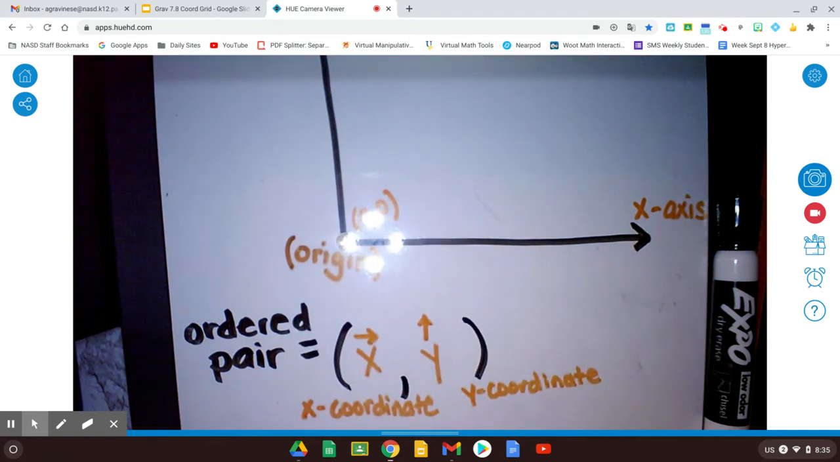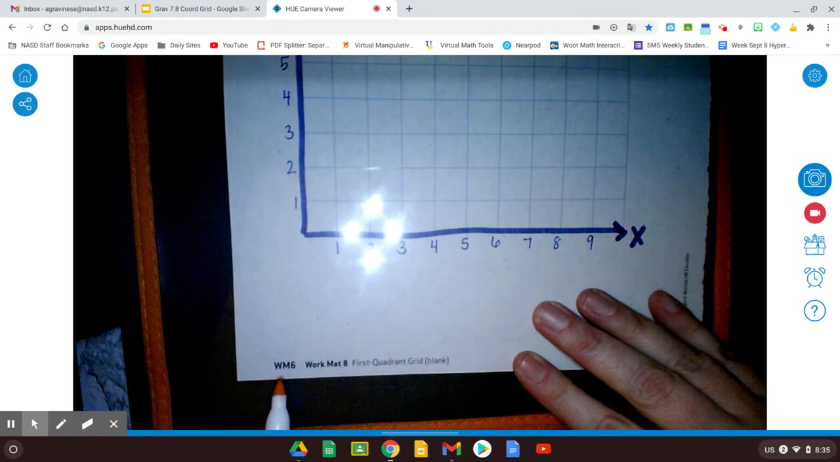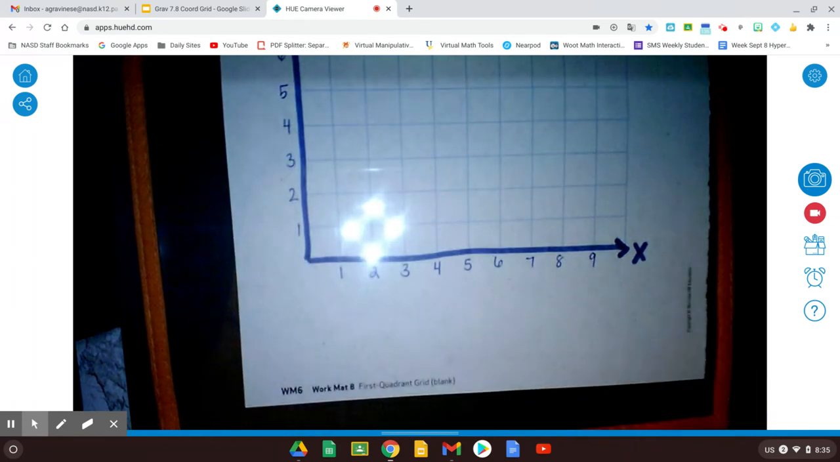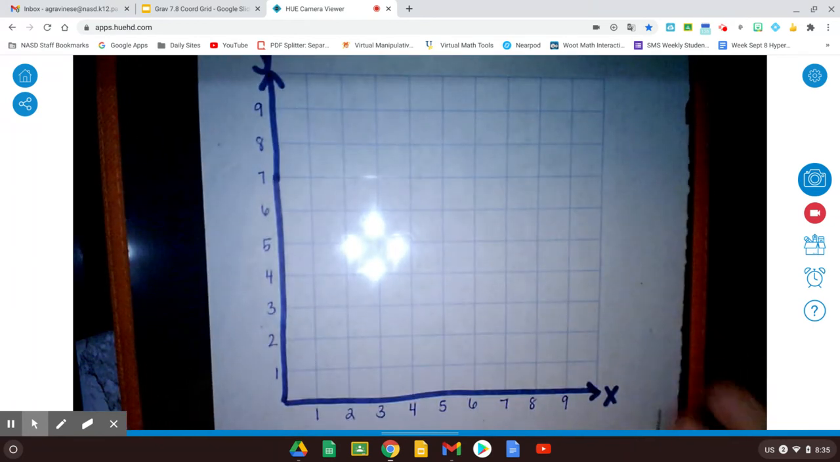All right, let's put this into practice. So in the back of your My Math book, this is WorkMat 6. Even though it's called WorkMat 8, I guess it's page 6. I don't know, that's a little weird. You have a blank coordinate plane. Now, I've put mine in a slipcover. I suggest that you pull it out and use one of your slipcovers for this so that you can write on it over and over again, okay?